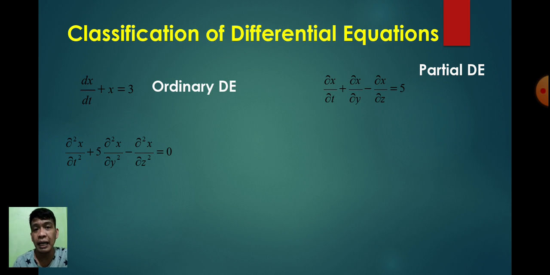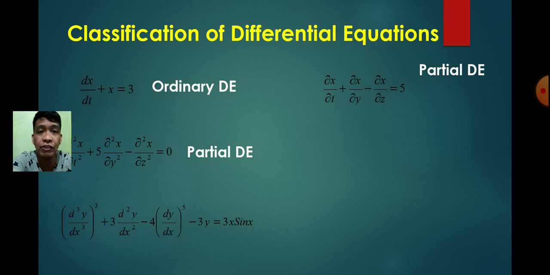Isa rin sa palatandaan ay yung Dirac na notation na yon. Kapag nakita nyong ganun ang notation ng D, usually it is a partial differential equation. Notice, meron tayong differential equation na ang independent ay tatlo. T, y, and z, and our dependent variable is simply x. So, that is also a partial differential equation.